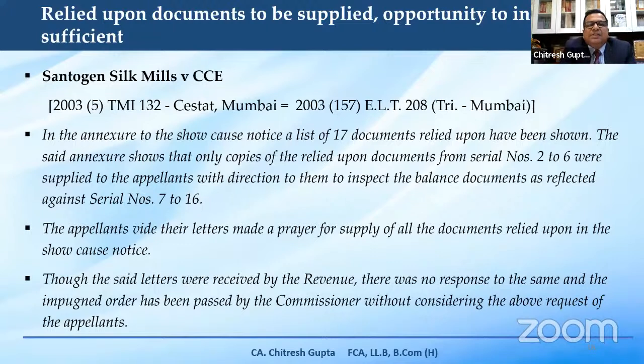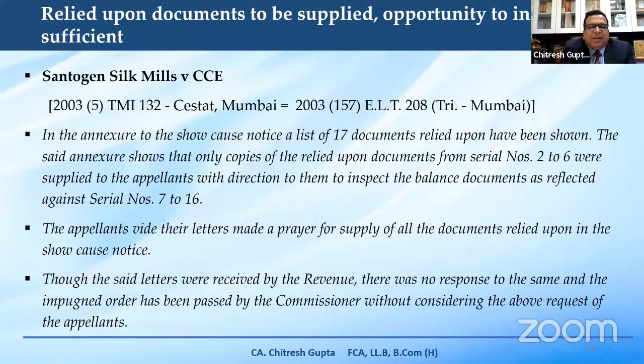So there is a case of Centogen Silk Mills wherein it has been held and observed that in the annexure to the show cause notice, a list of 17 relied upon documents has been shown. The said annexure shows that only copies of the relied upon documents from serial number 2 to 6 were supplied to the appellant, with the direction to them to inspect the balance documents reflecting against serial number 7 to 16. Meaning thereby, in this show cause notice, the department has supplied the relied upon documents from serial number 2 to 6, but as regards serial number 7 to 16, they have written that you can inspect these documents.